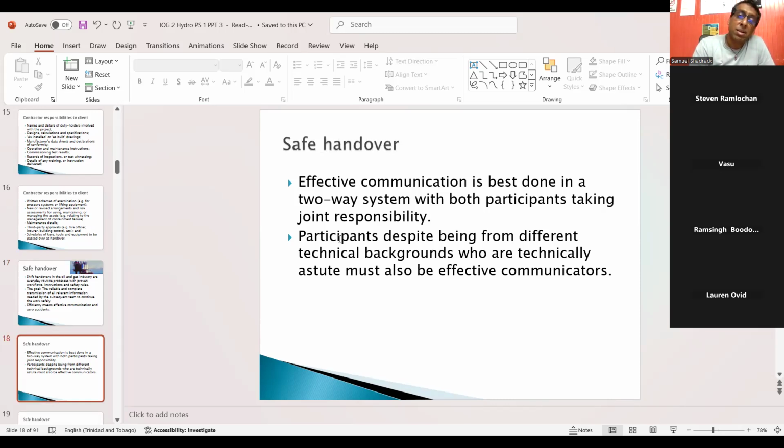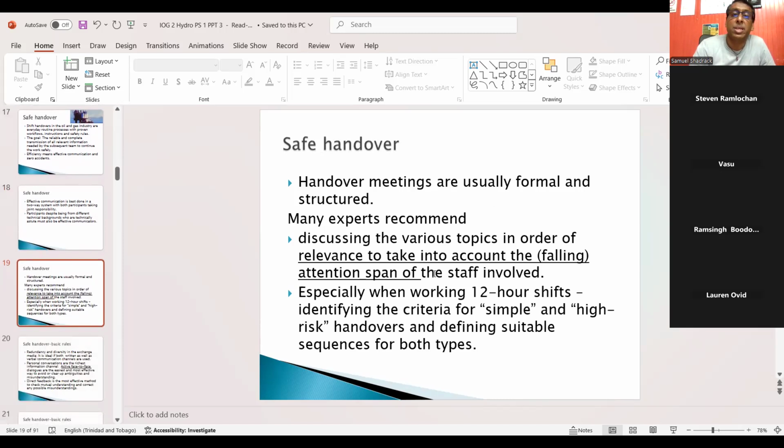Effective communication is best done in a two-way system with both participants taking joint responsibility. Participants, despite being from different technical backgrounds and technically astute, must be effective communicators. Handover meetings are usually formal and structured. Many experts recommend discussing the various topics in order of relevance to take into account the falling attention span of the staff involved, especially when working 12-hour shifts, identifying the criteria for simple and high-risk handovers and defining a suitable sequence for both.